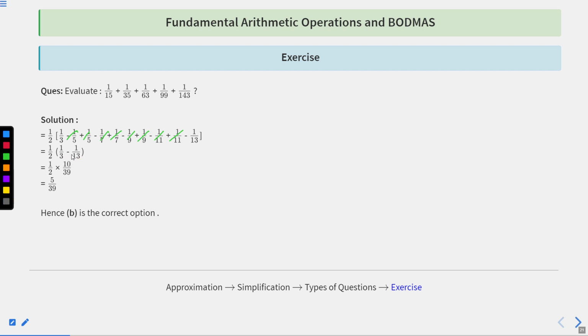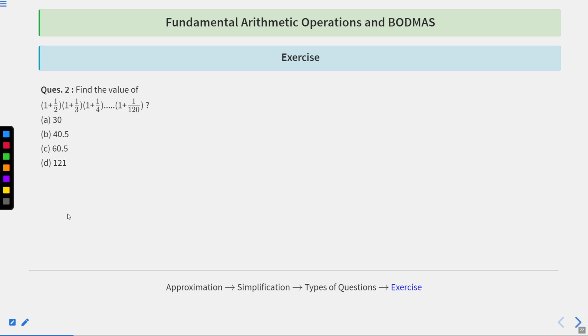You can do cross multiplication here, or you can take the LCM. So 1 upon 2 times 10 upon 39 is equal to 5 upon 39. So the correct option in this question will be option B. Moving on to problem number 2.